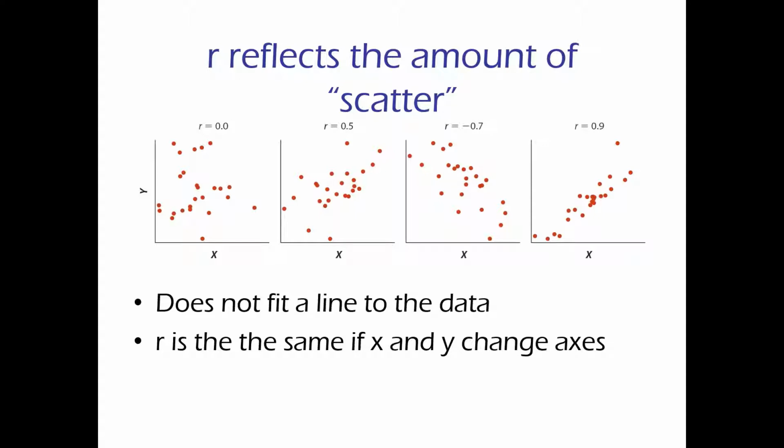From the four graphs, we can see the absolute value of R reflects the amount of scatter. The larger the absolute value is, the less scattered the data is around the trend line, although we don't fit a line in the correlation. Moreover, R being positive or negative indicates the direction of the association, where positive means an increasing trend, while negative means a decreasing trend. In the correlation analysis, R will remain the same when X and Y change axes.